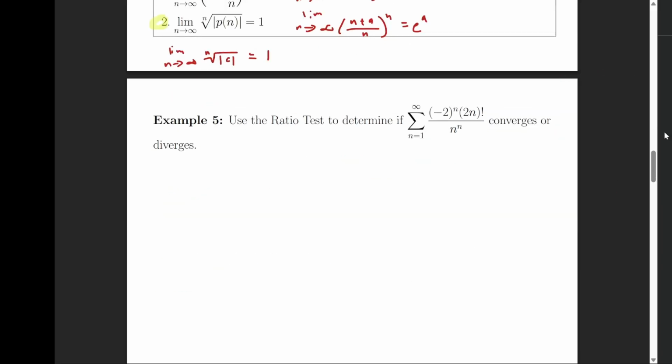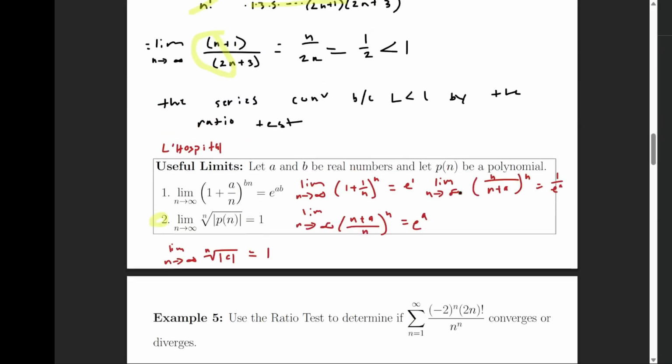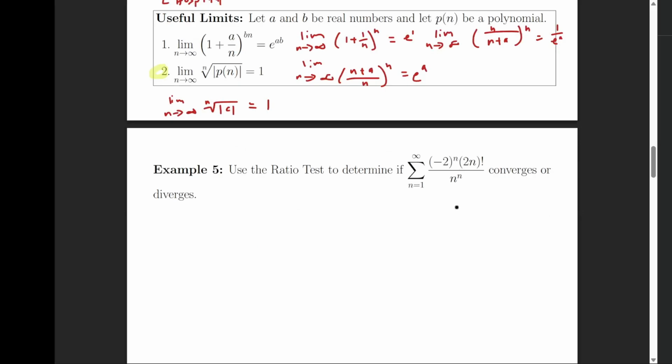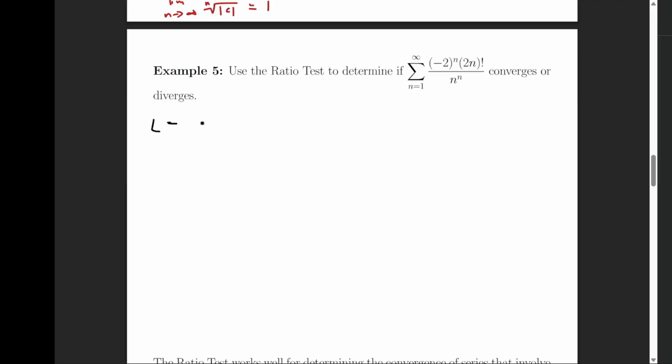Okay, so I'll do the next example. So this one. Disgusting, right? We got n in exponents and then more factorial stuff. So we gotta write it out. Okay, so writing it out.